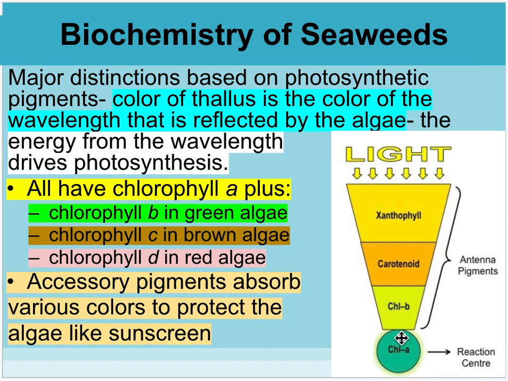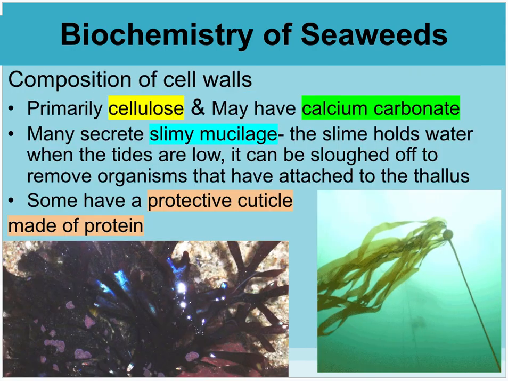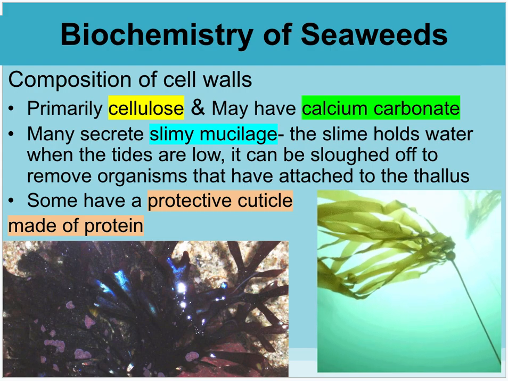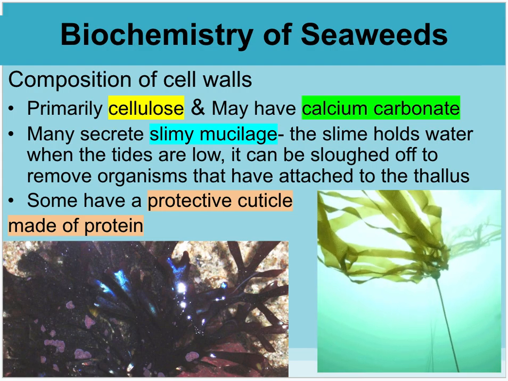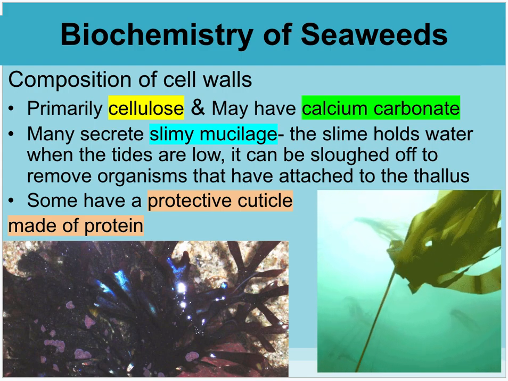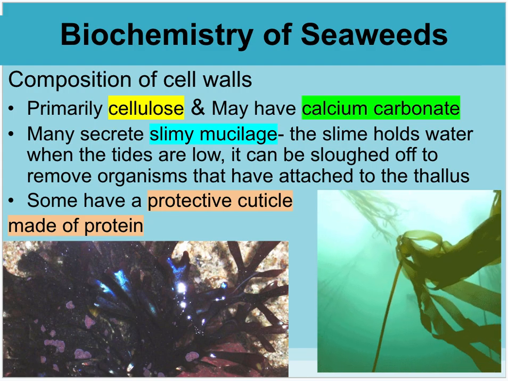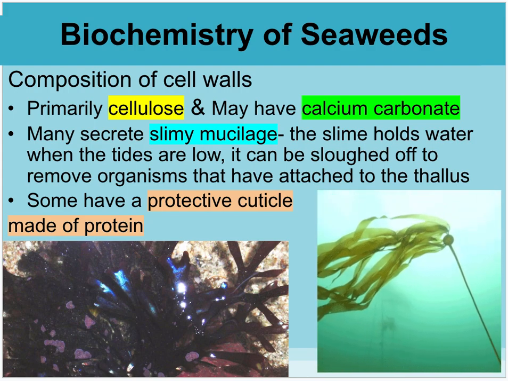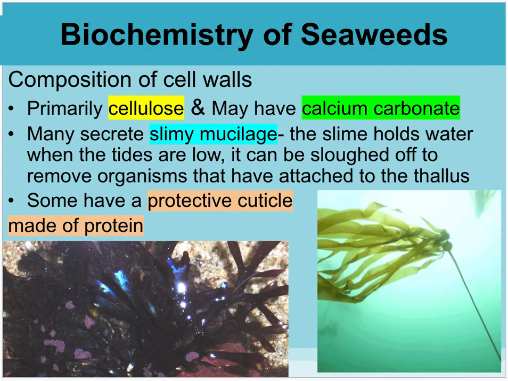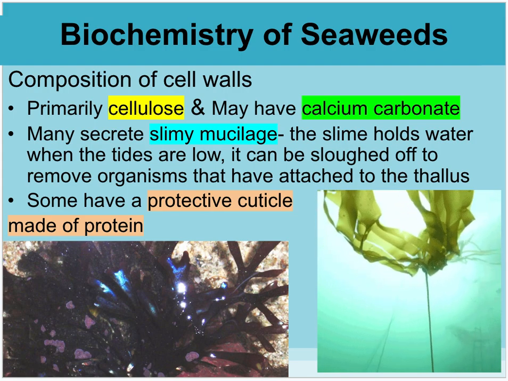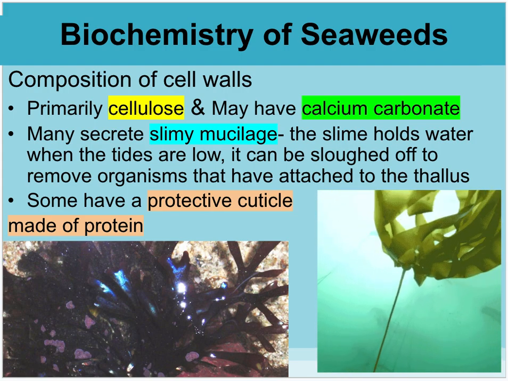So while they're not generating the energy, they are passing energy along that gets used for photosynthesis. And so they're called accessory pigments, which is pretty cool. Their cell walls are made mostly of cellulose, but many also have calcium carbonate in them. And calcium carbonate can give it a hard, almost rocky, sandy feel. You have to have a stronger mouth in order to break that down or be able to handle it.